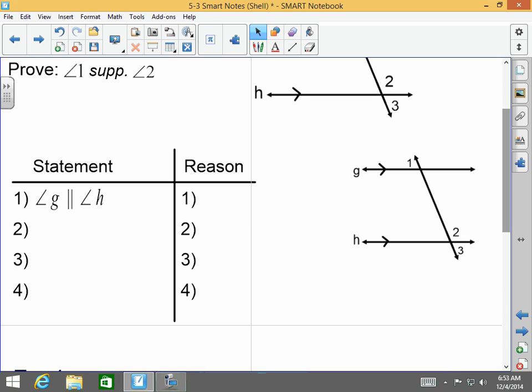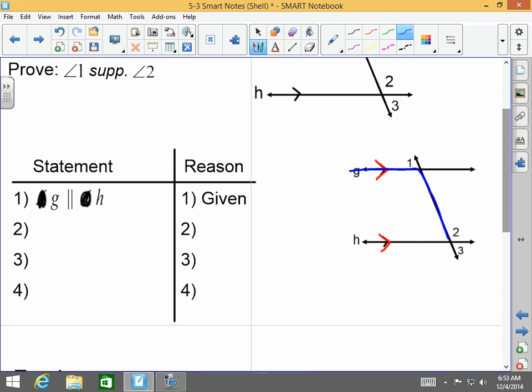Number 1. Sorry, it's not angle G, it's line G is parallel to line H. My bad. I apologize. G is parallel to H. That's given. Okay, from here, let's think about this. What shape can I use here? Do you see the U here, or the C, however you want to see it?